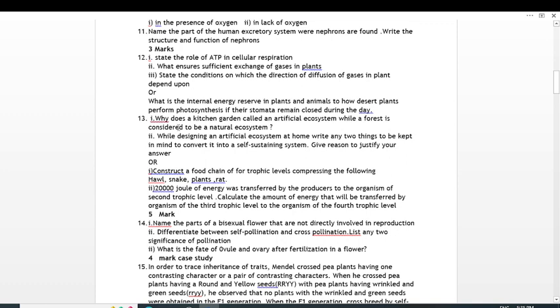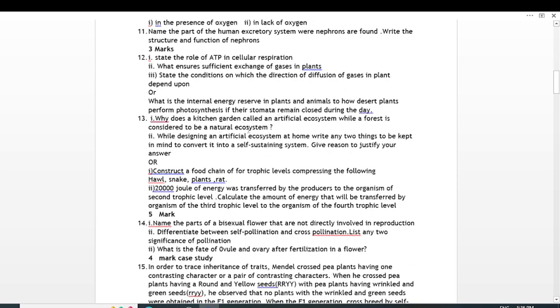Next one is why is a kitchen garden called an artificial ecosystem while a forest is considered to be a natural ecosystem? So automatically you want to write the difference between an artificial ecosystem and a natural ecosystem. Okay. Next one, I think this is a simple question, you will get it. So artificial ecosystem means man-made. So we have to provide everything artificially. Okay, so that's why it is called artificial.